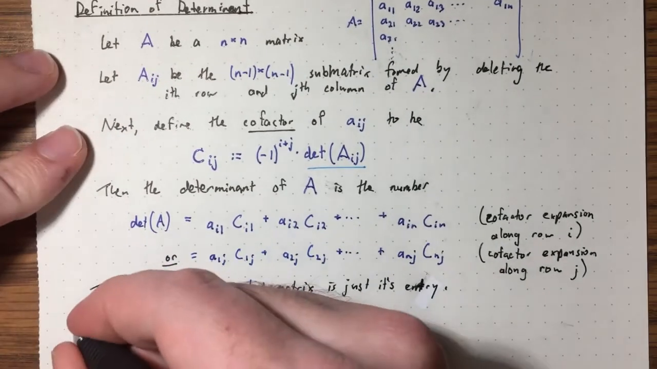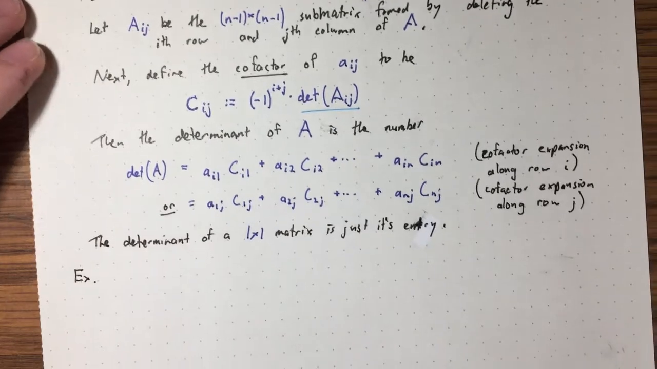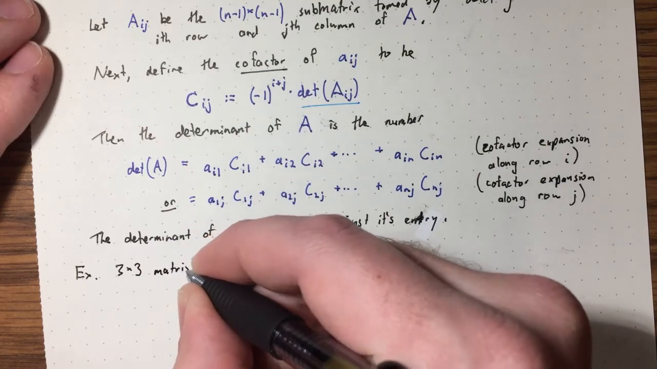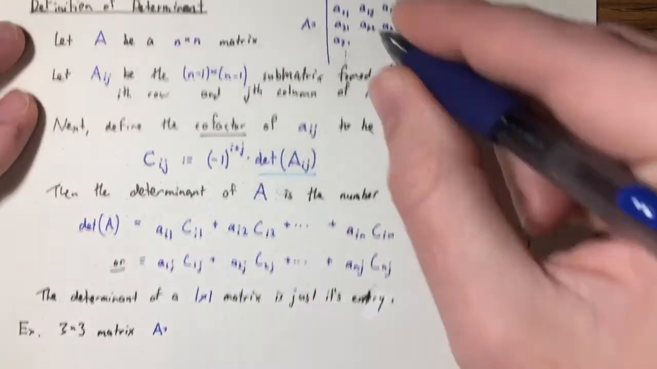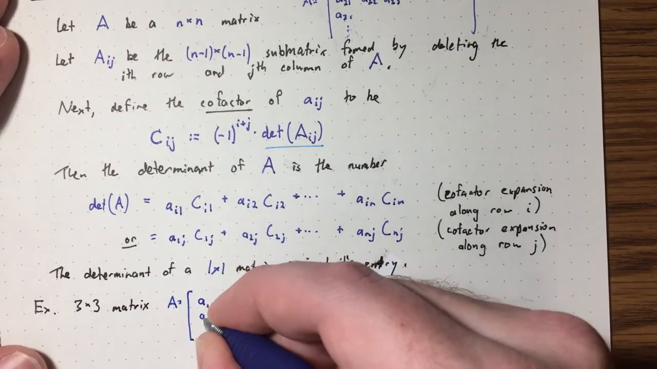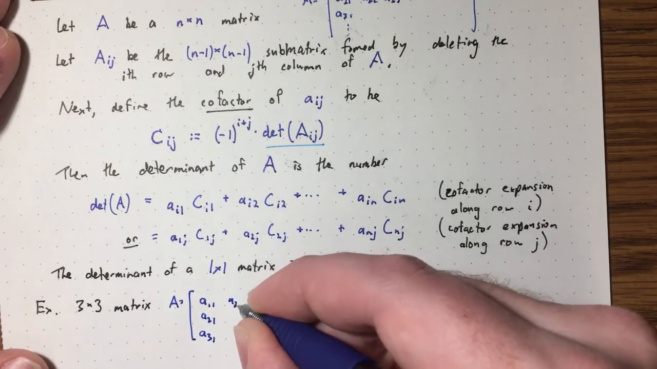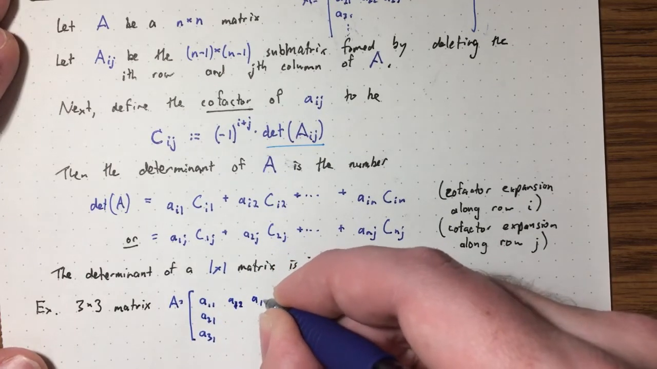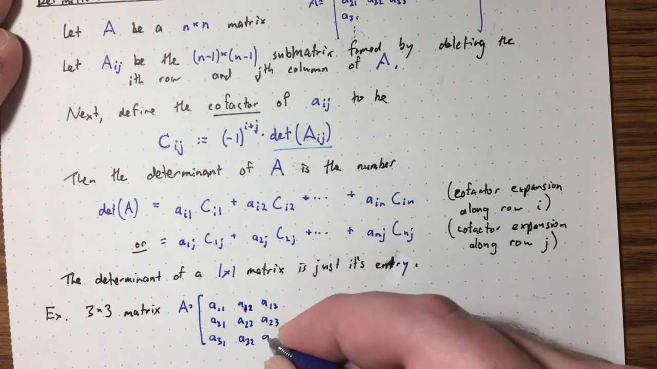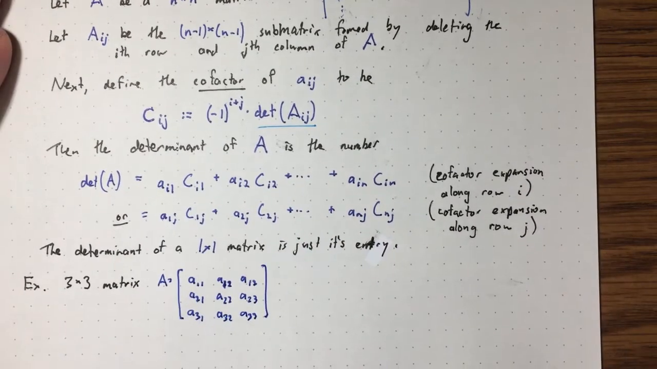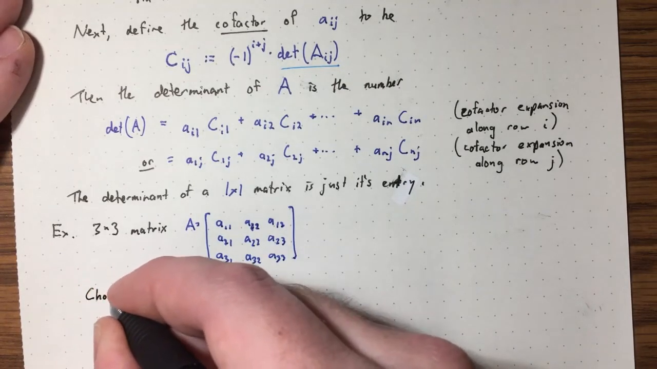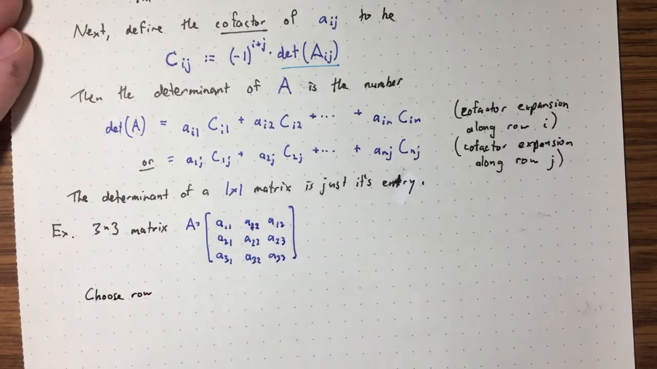Let's do an example. We can even try to get a formula for the 3 by 3 case now. So, a 3 by 3 matrix. I'll stick with these A's just so we can match that up with these, and then I'll do an example with numbers. A11, A12, A13, A21, A22, A23, and A31, A32, A33. Okay, what is the determinant? Well, we can choose any row or column. So we'll choose row i equals 1.